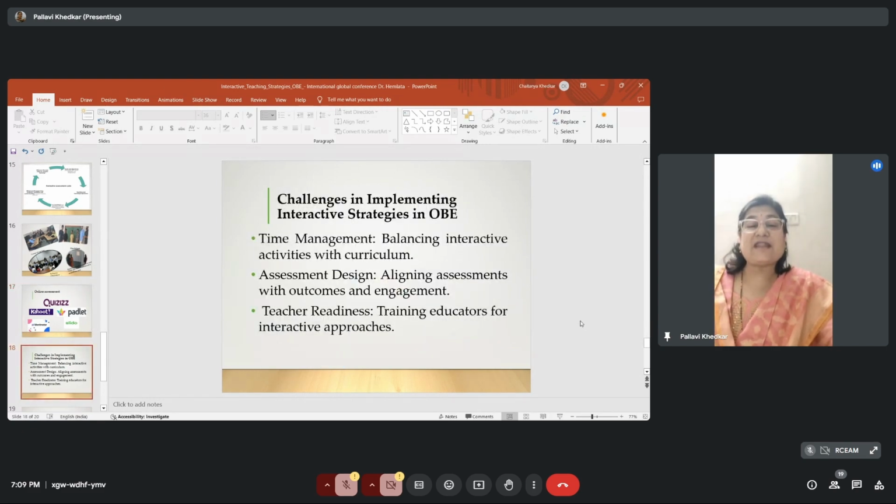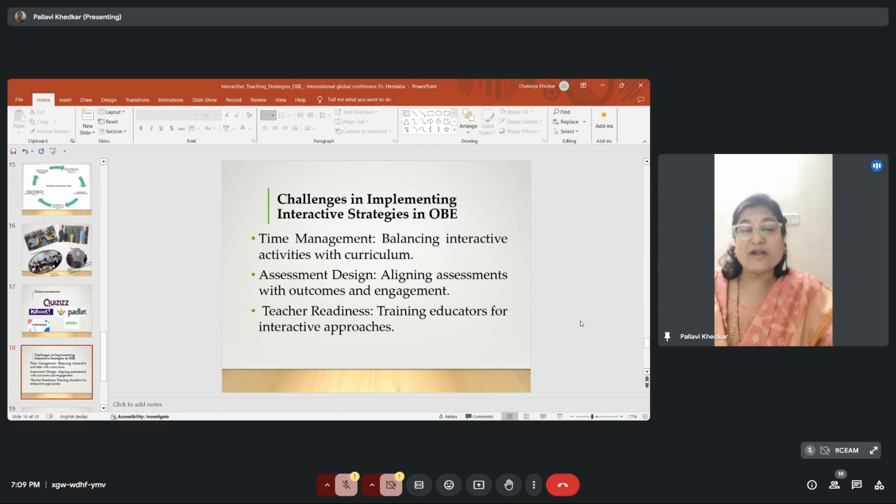Therefore, the challenges which I could see nowadays: first is time management, balancing interactive activities with curriculum. This is a challenge for the teachers. The teachers, to complete their syllabus, they have to run. And therefore, they say that we don't have time to balance these interactive activities.